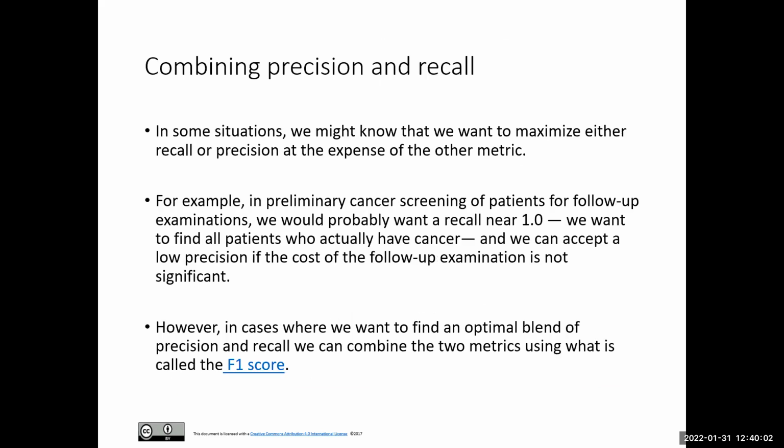Now, combining precision and recall, in some situations we might know that we want to maximize either recall or precision at the expense of the other metric. For example, in preliminary cancer screening of patients for follow-up examinations, we would probably want a recall near 1. So we want to find all patients who actually have cancer, and we can accept a low precision if the cost of the follow-up examination is not significant. It depends on the resources, but you don't want to miss a case.